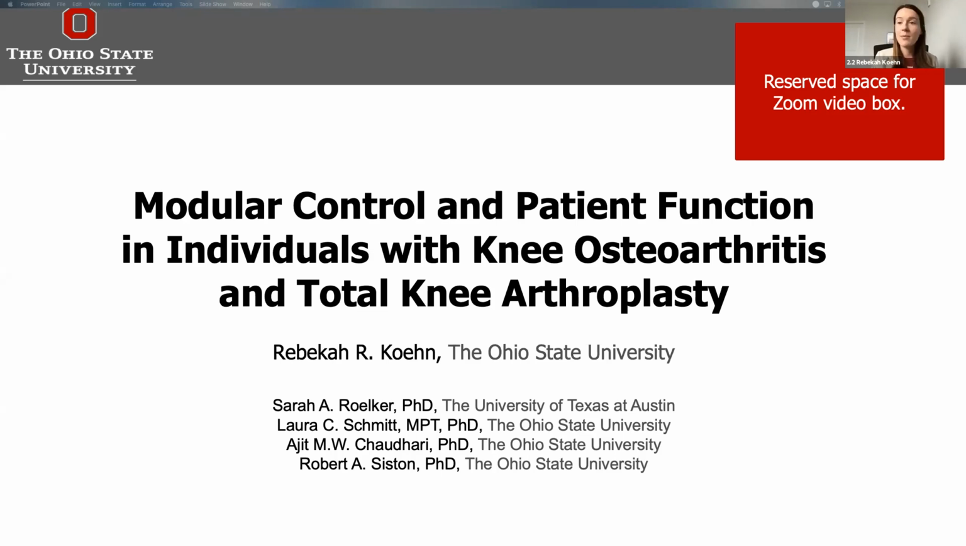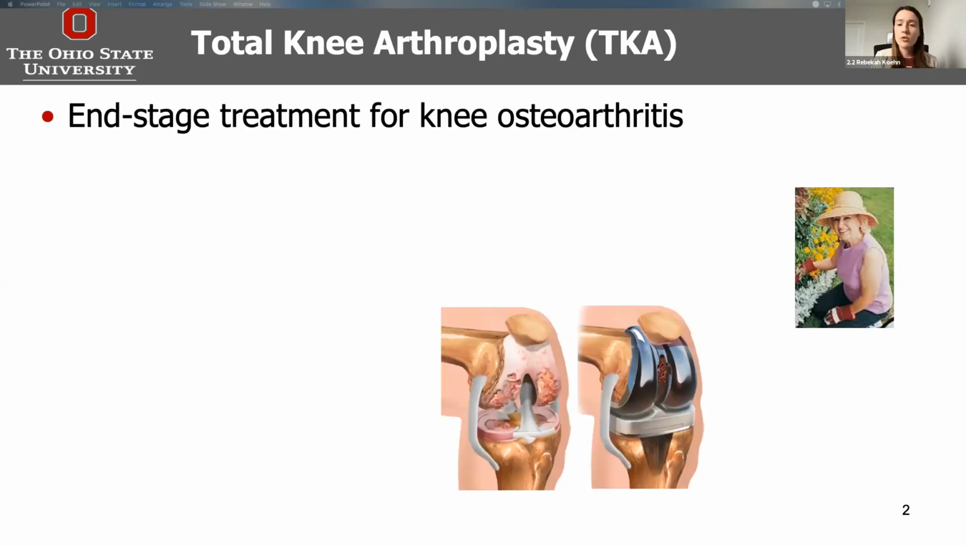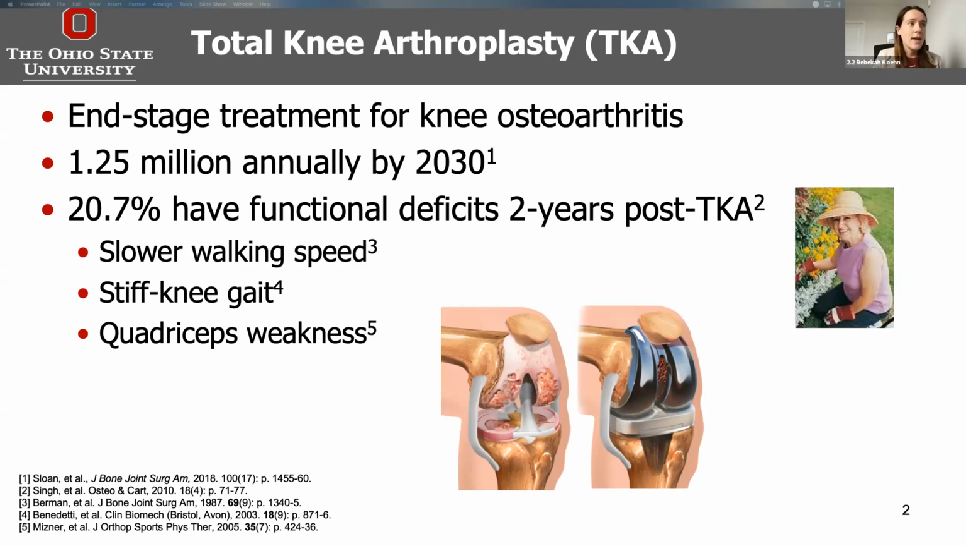So yes, I'm Rebekah Koehn. For those of you who attended my 3-minute thesis talk yesterday, you'll remember who this is, but if not, meet Molly. Molly recently developed knee osteoarthritis, which prevents her from kneeling in her garden. She'll soon undergo a total knee arthroplasty, which is the end-stage treatment for knee osteoarthritis, with over 1 million surgeries expected annually by 2030. While TKA improves patient function and reduces pain, more than 20% of adults still have functional deficits 2 years post-surgery.